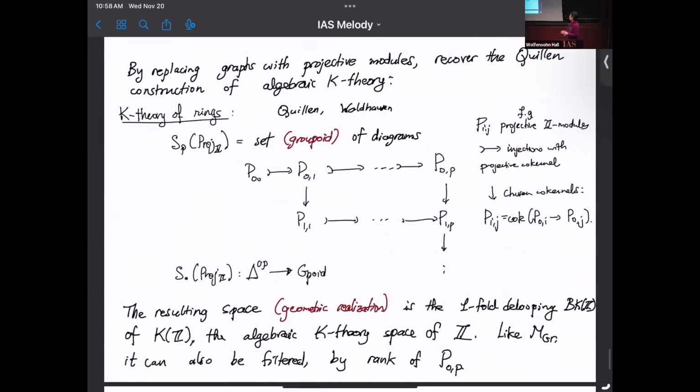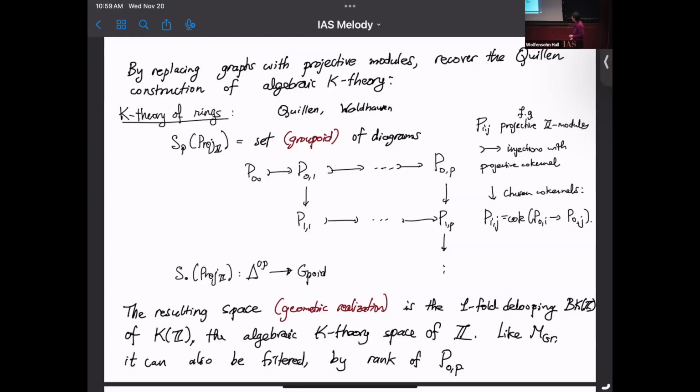Okay, so this entire presentation was ahistorical in that I started with the graph part, which is a contribution of ours, but it was modeled on the much older approaches of Quillen to the K-theory of rings. By replacing graphs with projective modules over an appropriate ring, for example here the integers, we recovered the Quillen construction of algebraic K-theory, which is some space that encodes an interesting sequence of groups associated to a ring via the sequence of homotopy groups.